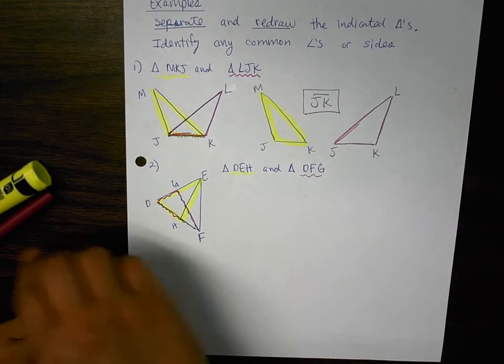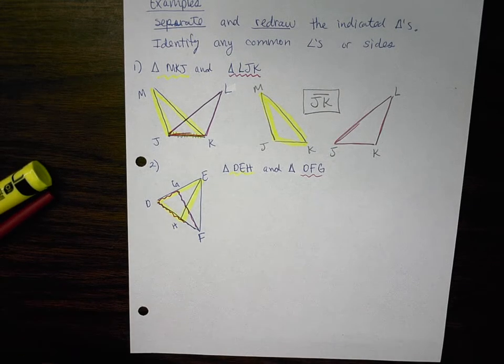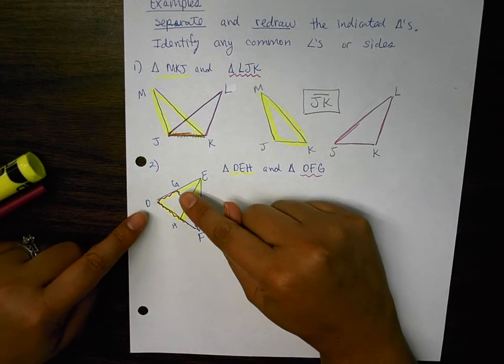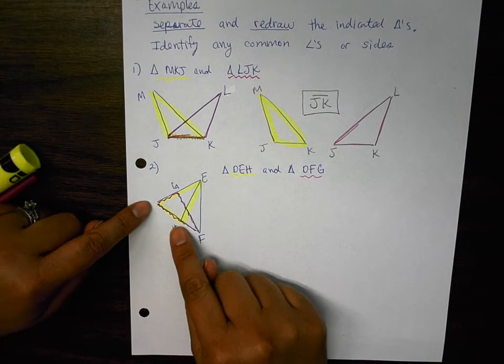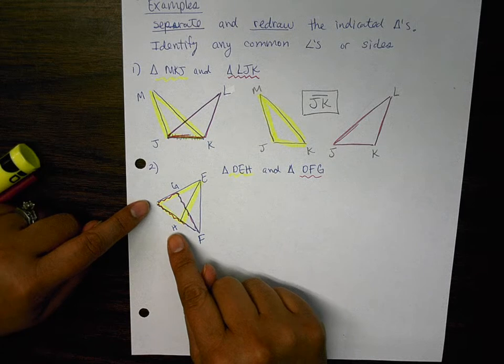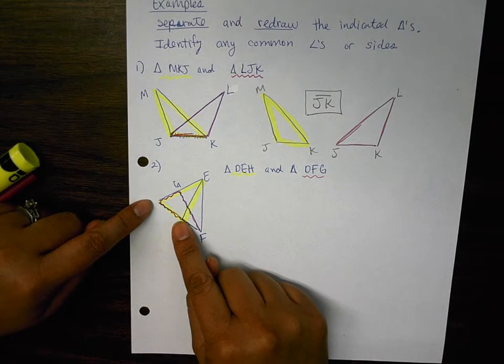Okay, so let us redraw. I'm going to draw the DEH first. Oh, before I do, can you guys tell whether they overlap on an angle or a side? Okay, I'm glad. I was hoping someone, I was going to point out anyway. Some kids will say something like DG or DH. Let's look at DH.